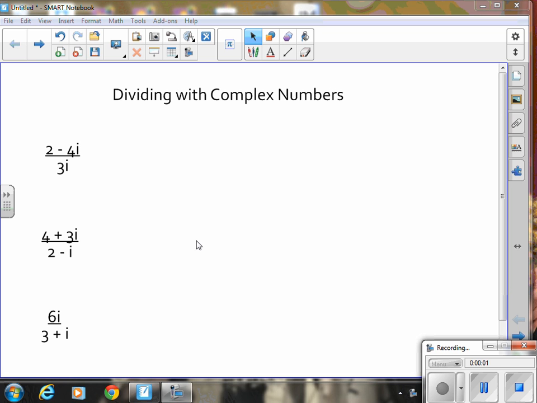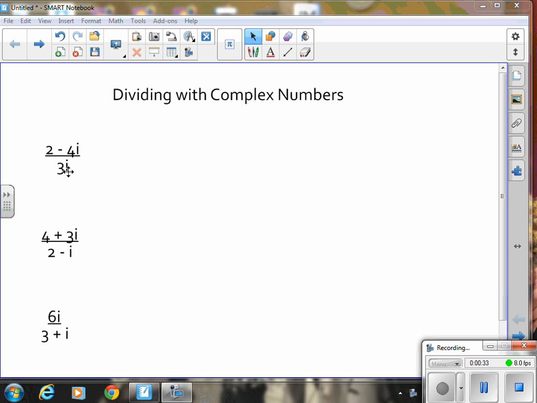Okay, if we want to divide with complex numbers, we need to remember that the division process is nothing new. If I look at this first problem right here that says 2 minus 4i divided by 3i, I'd want to notice my coefficients. Those would be my numbers in front of my variables, such as 2, 4, and 3. And I'd want to think if there was anything in common between those numbers, any common factors that would divide. There's nothing in common. So the division process here isn't so much the division, it's simplifying the fraction.